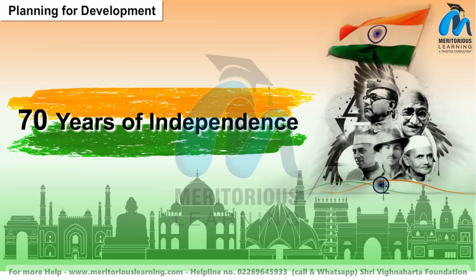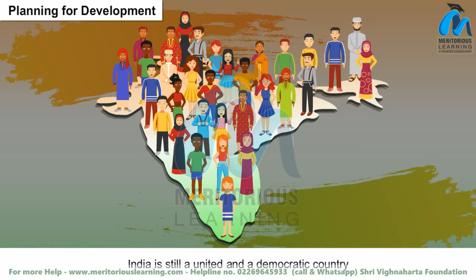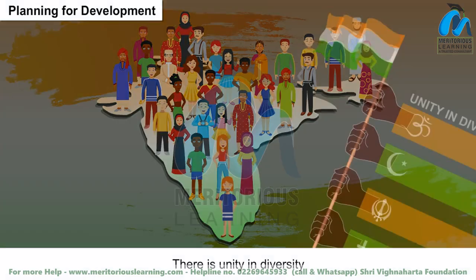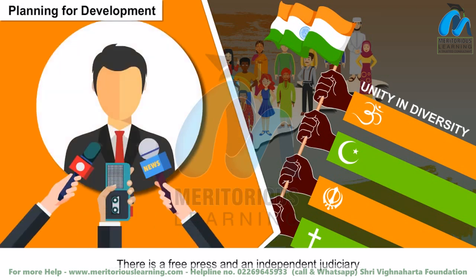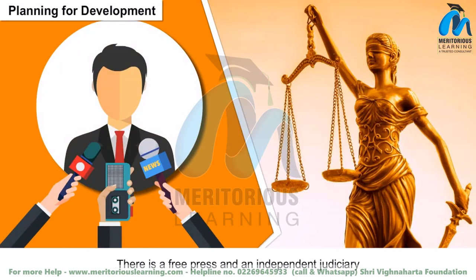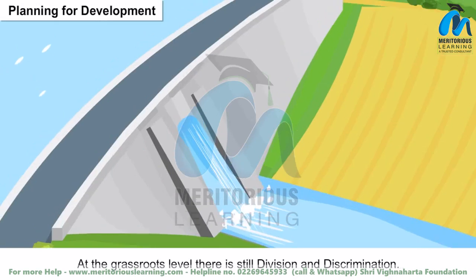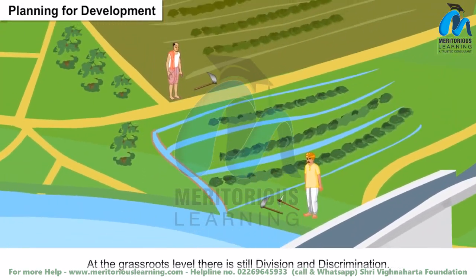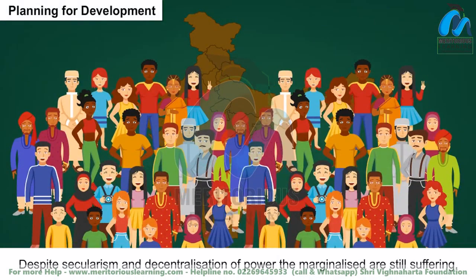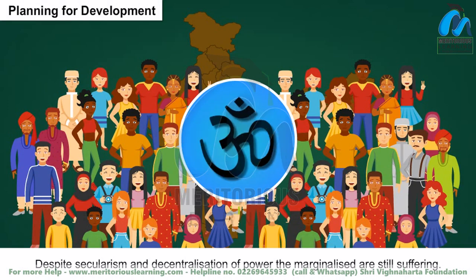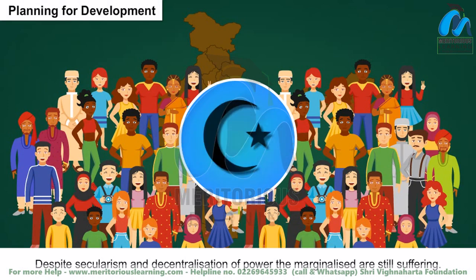Major successes during 70 years of India are: India is still a united and a democratic country. There is unity in diversity. There is a free press and an independent judiciary. At the grassroots level, there is still division and discrimination. Despite secularism and decentralization of power, the marginalized are still suffering.